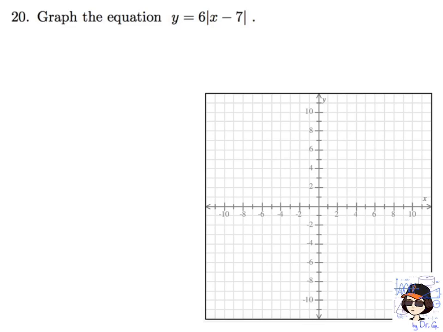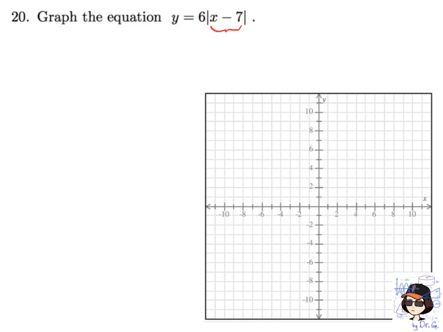So, graphing an absolute value equation, remember that the graph is always going to be a V or an upside down V. And the point where the V comes together in a point is called the vertex. So the first thing you're going to do is find the vertex. And to find the vertex, you look at what's inside the absolute value.